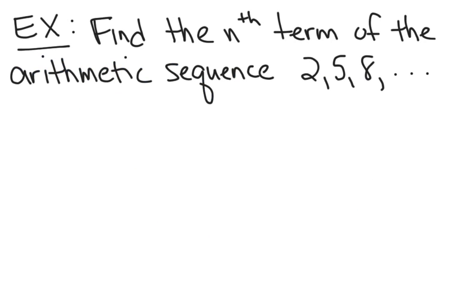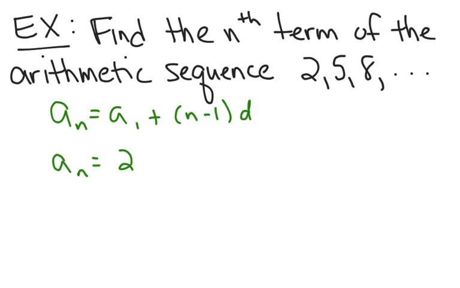So let's find the nth term of the arithmetic sequence 2, 5, 8, ... So in this formula, I know what a sub 1 is. That's the first term. It's 2. I don't know what n is because I'm writing a general formula for the nth term. But the common difference is 3, because each consecutive term is going up by 3.